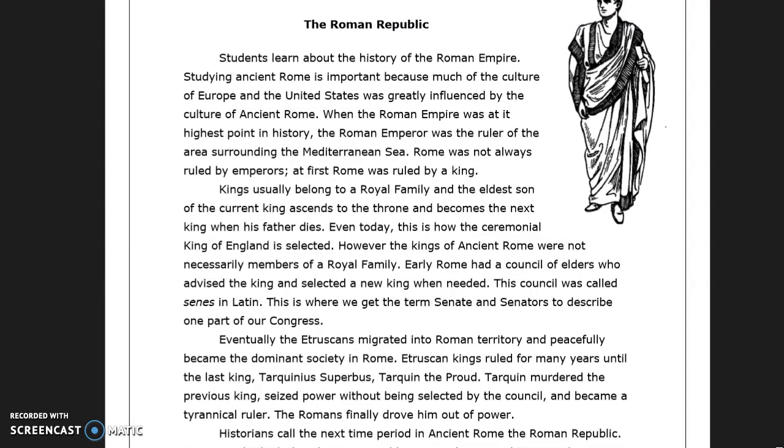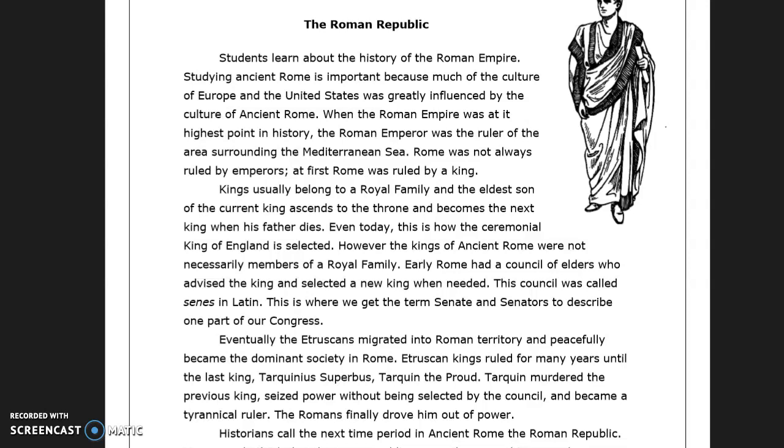The Roman Republic. Students learn about the history of the Roman Empire. Studying ancient, it means old. Underline this word and above it write old. Studying ancient Rome is important because much of the culture of Europe and United States was greatly influenced by the culture of ancient Rome. When the Roman Empire was at the highest point in history, the Roman Emperor was the ruler of the area surrounding the Mediterranean Sea.